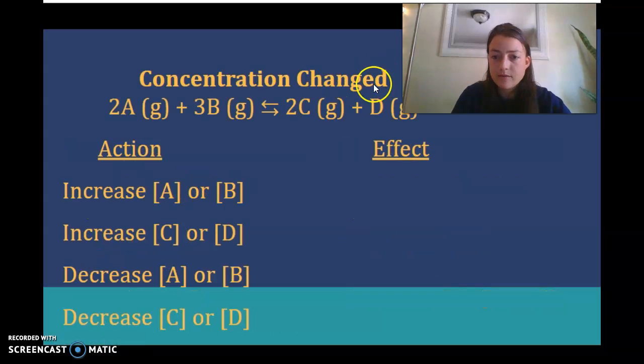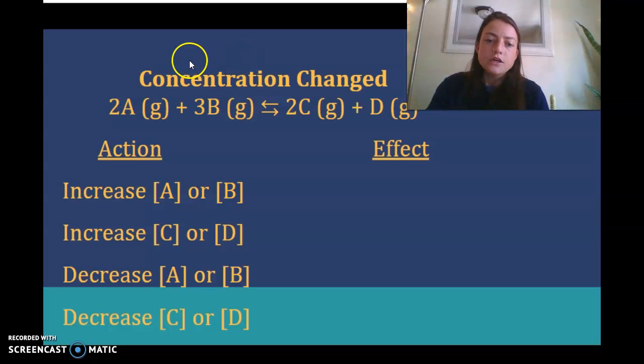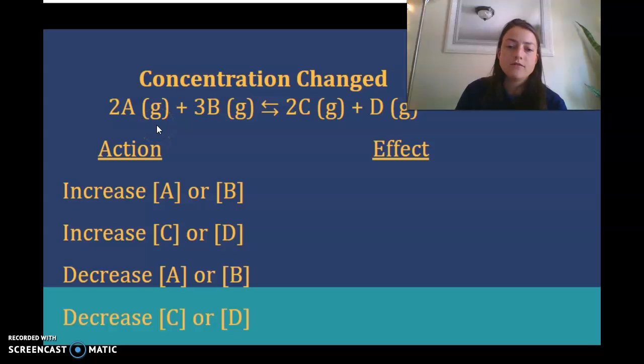All right, so let's do some examples. In this particular example, we've got a concentration change. Sorry, I'm trying to move my little video so that you can see it fully. For a concentration change, remember we're just talking about the amounts of our different products and reactants. The G in the little parentheses just means that these things are gases. That's just looking at phases, so we don't need to worry about that. In this particular example, we've got A plus B, with 2 moles of A and 3 moles of B forming 2 moles of C and 1 mole of D. So now we're really talking about increasing or decreasing the amount of our products and reactants.